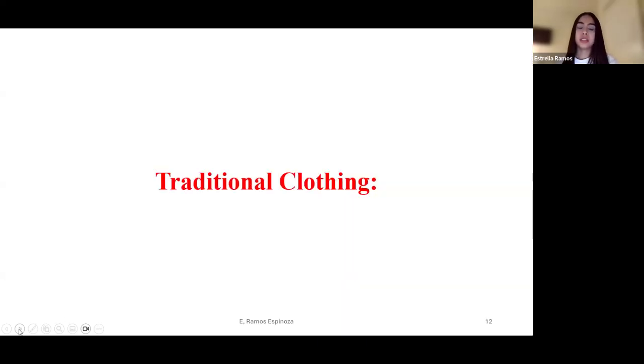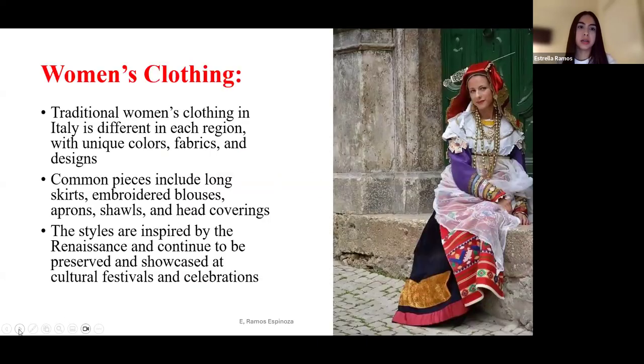Now we move on to traditional clothing of Italy, starting with women's clothing. Traditional women's clothing in Italy is different in each region with unique colors, fabrics, and designs. However, common pieces include long skirts, embroidered blouses, aprons, shawls, and head coverings. These styles are inspired by the Renaissance and continue to be preserved and showcased at cultural festivals and celebrations.